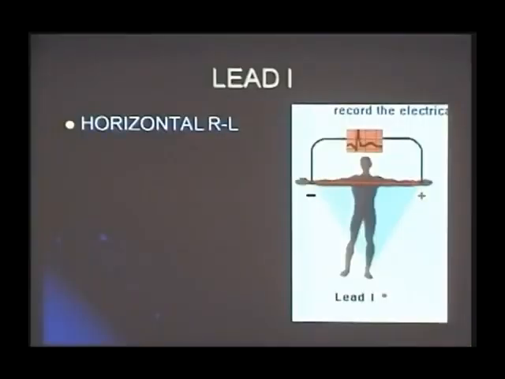In lead 1, I connect the positive pole to the left upper limb and the negative pole to the right upper limb. So right upper limb negative, left upper limb positive. I am going to record electricity which is going horizontally from right to left, isn't it? So lead 1 is a horizontal lead because it records activity horizontally from right to left. This is a bipolar lead. I connect the positive pole, I connect the negative pole, and I know in what axis I am measuring the electricity.